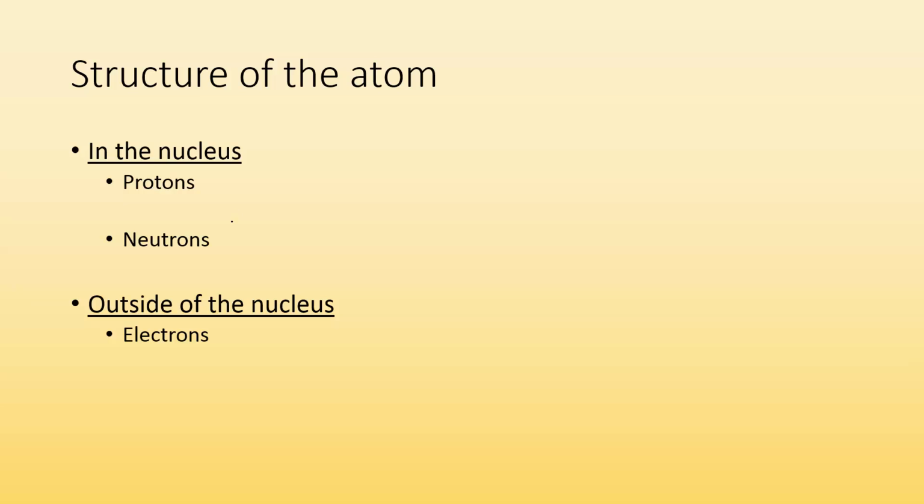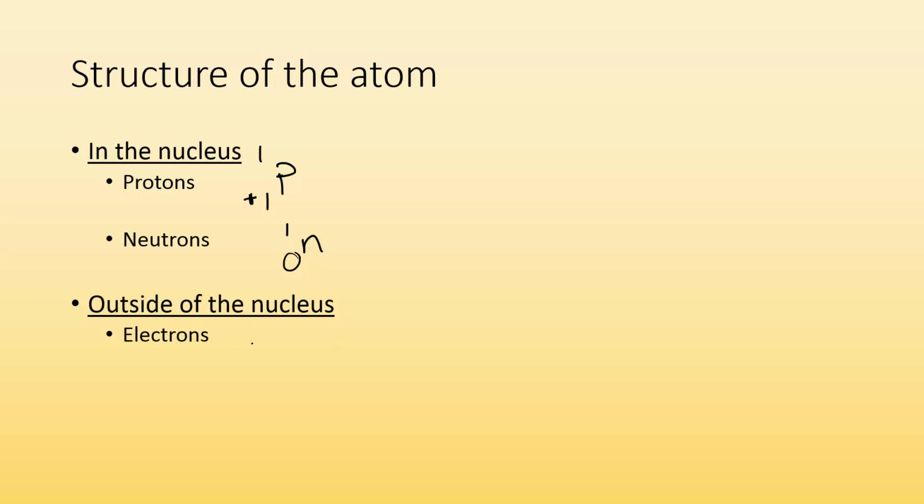All right, so structure of the atom. In the nucleus, we got protons, which can be abbreviated as a P, with a charge of 1 and a mass of 1. So charge is positive 1, and the mass is 1 as well. Neutrons are also found in the nucleus, except they have no charge. They're neutral, but they also have a mass of 1.